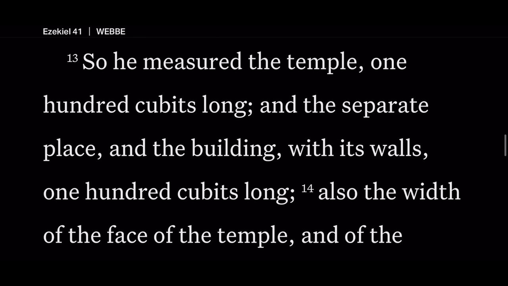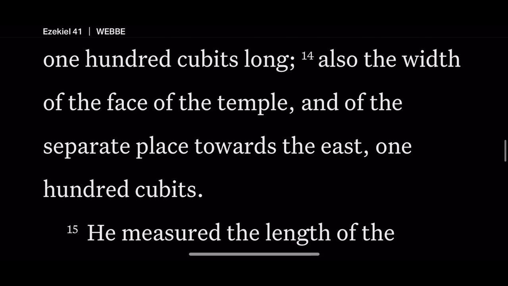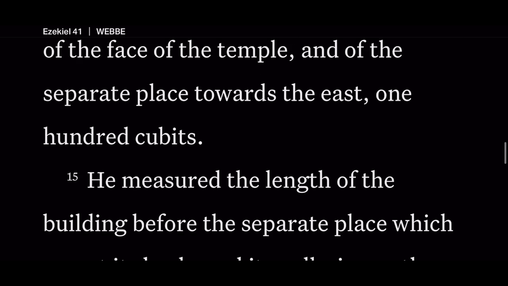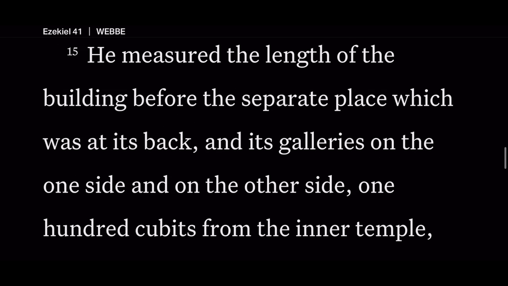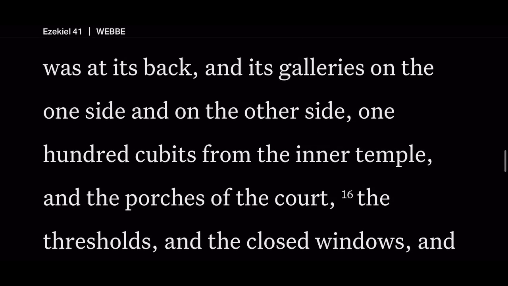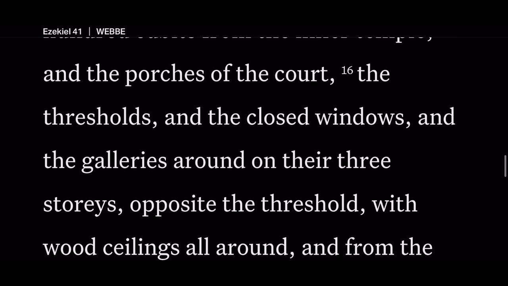So he measured the temple, 100 cubits long, and the separate place and the building with its walls 100 cubits long. Also the width of the face of the temple and of the separate place toward the east, 100 cubits. He measured the length of the building before the separate place which was at its back, and its galleries on the one side and on the other side, 100 cubits from the inner temple and the porches of the court.